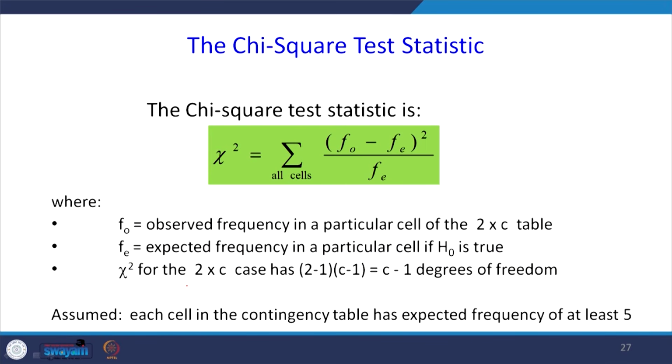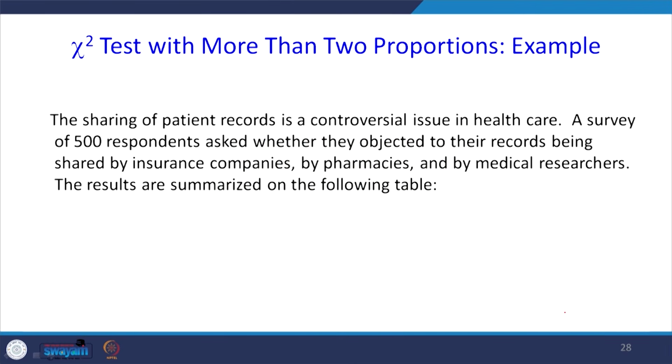Thus other formulas are the same. As usual, f0 is the observed frequency, fe is the expected frequency, and the chi-square has degrees of freedom. So the formula is number of rows minus 1 multiplied by number of columns minus 1. We will see one example.